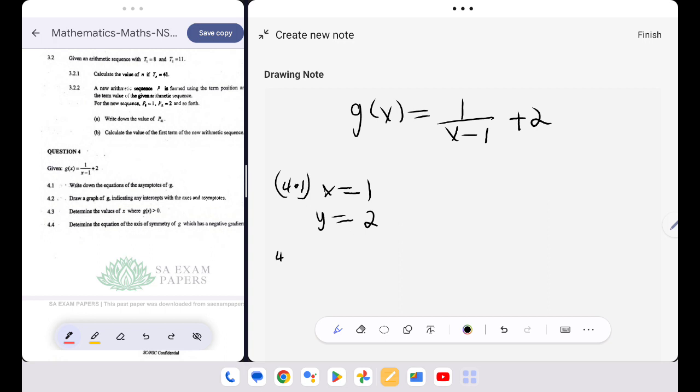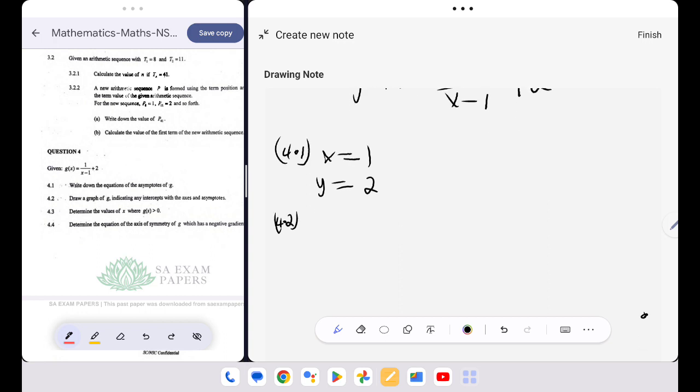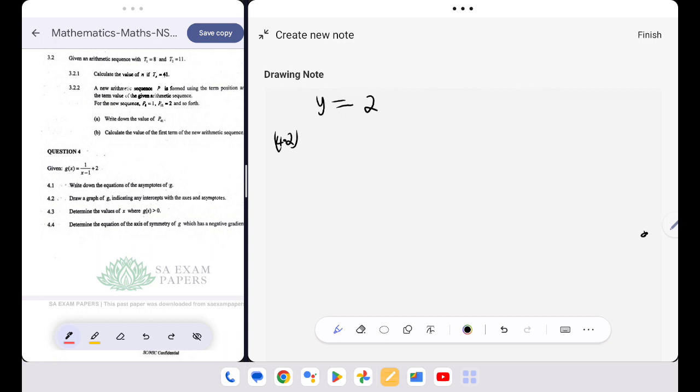Then 4.2. For 4.2, I'm asked to draw the graph of g indicating the intercepts with the axes and the asymptotes. So for me to draw the graph, I must first calculate the x and y intercepts. Because I already have the asymptotes, the only things I must find to draw a complete graph are both the x and y intercepts.